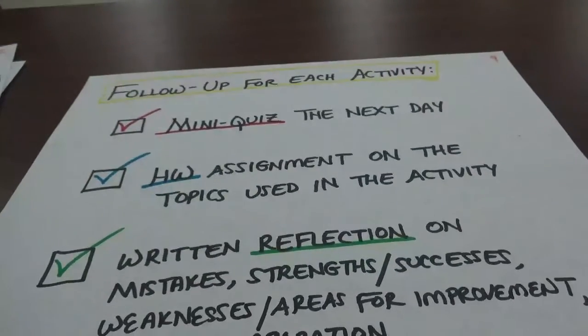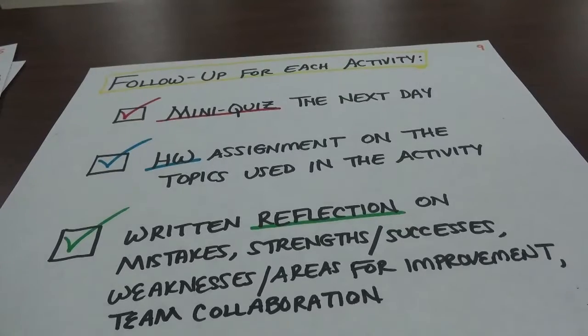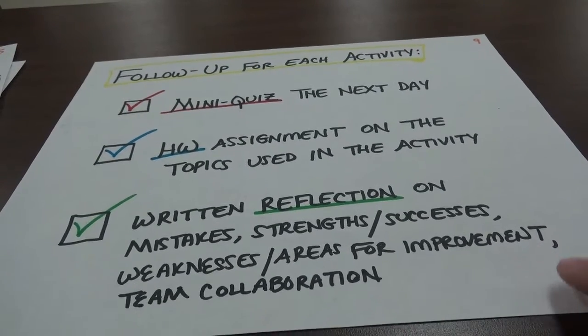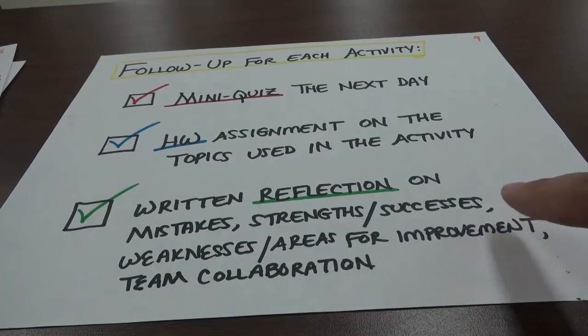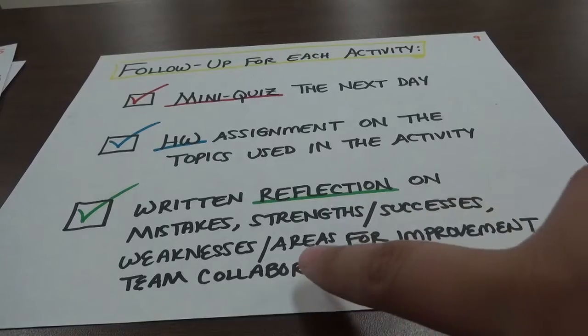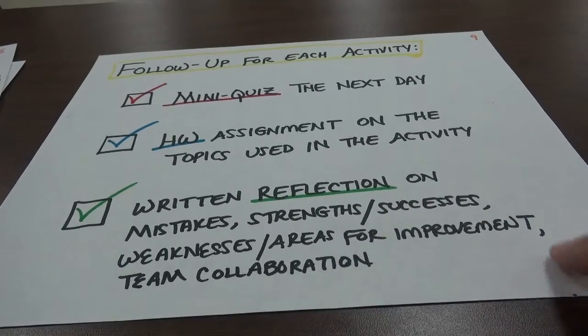Some recommended ideas for you to follow up with any of these 3 activities is to have a mini quiz the next day for your students. That holds them accountable and makes sure that they're writing out their work the day before. Another recommendation is that you give a homework assignment related to those specific topics that they did in the activity. Also, you can have students reflect on their mistakes throughout the activity, their team's strengths or weaknesses, and how they collaborated with one another.